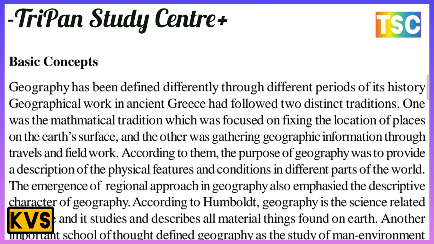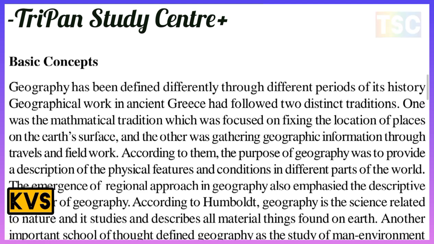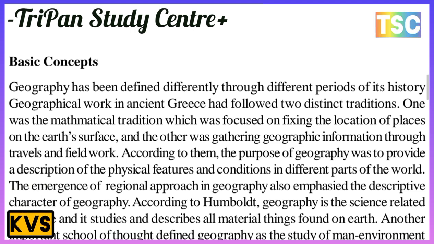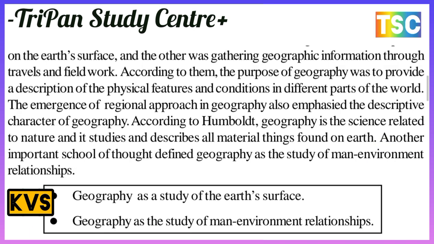The emergence of the regional approach in geography also emphasized the descriptive character of geography. According to Humboldt, geography is the science related to nature, and it studies and describes all the material things found on the earth. Another important school of thought defined geography as the study of the man-environment relationship.